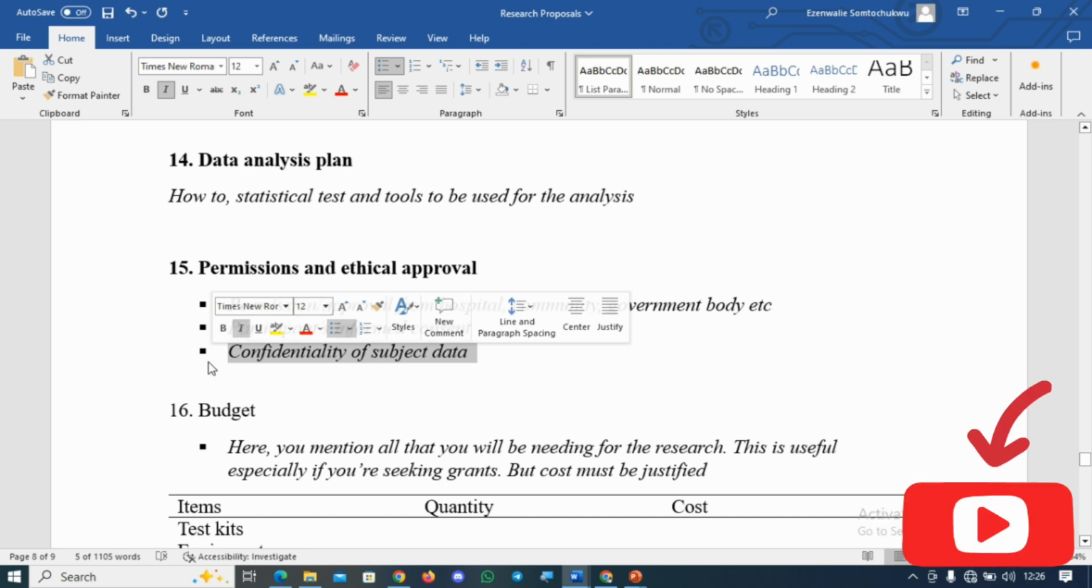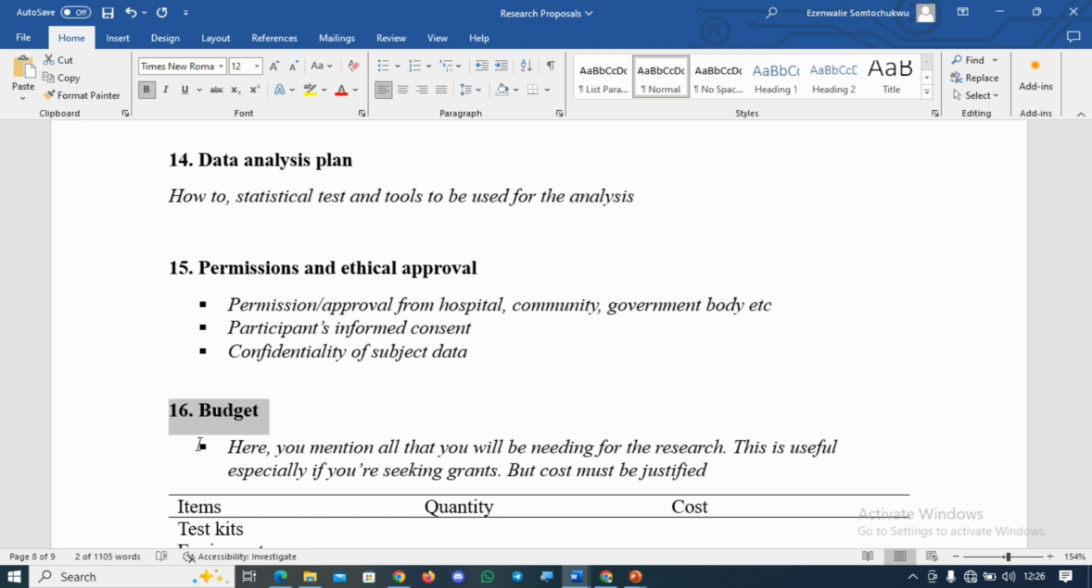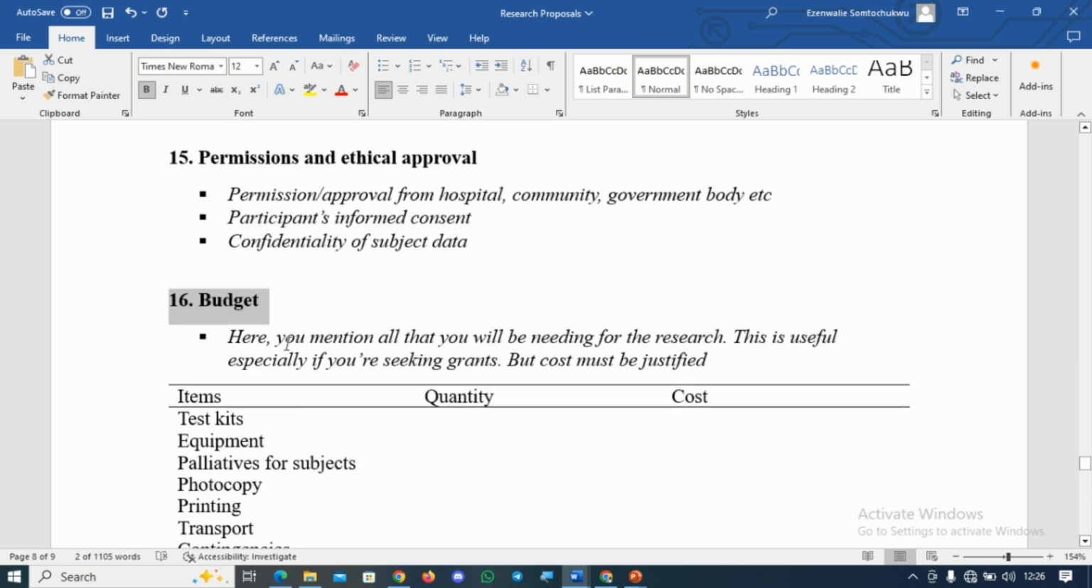Then you talk about the budget. Now this is very crucial. The budget is an aspect that you should be very, very careful about, especially if you are doing a graduate program, and especially if you will be needing a grant. If you're applying for a grant, this is where you have to be very specific. And mind you, anything you mention here for the research, you must justify carefully. You have to justify every expense you make.